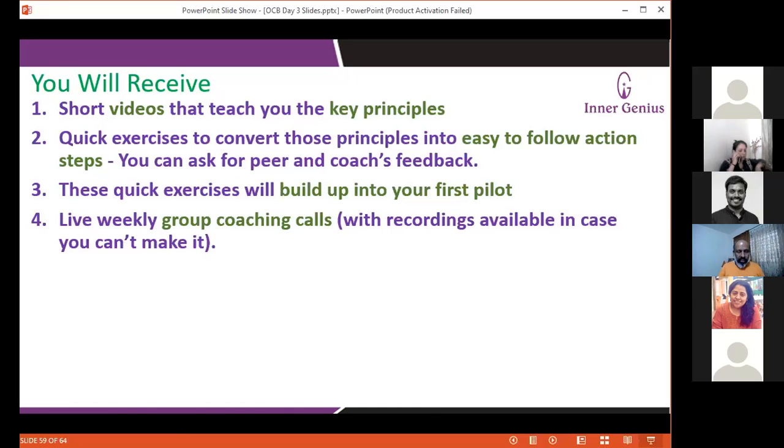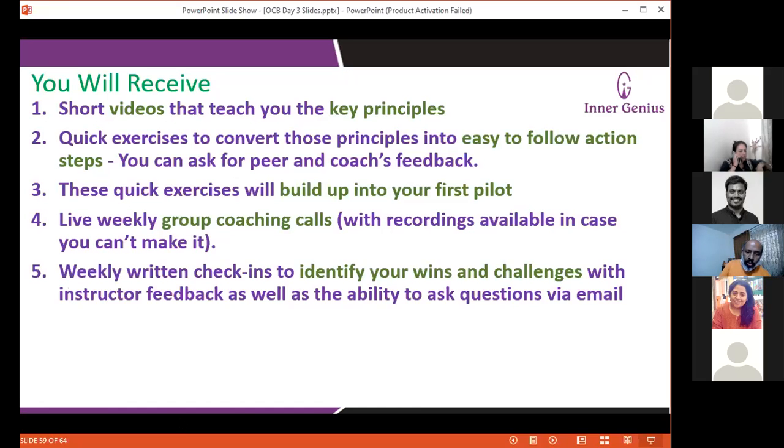Of course, you can certainly make use of the other supports that I will give. There will be weekly check-ins, which will be written. You will identify your wins and your challenges, for which there will be feedback from me, as well as the ability to ask as many questions as you want via email, because it's unlimited support. Email support is what I will provide.